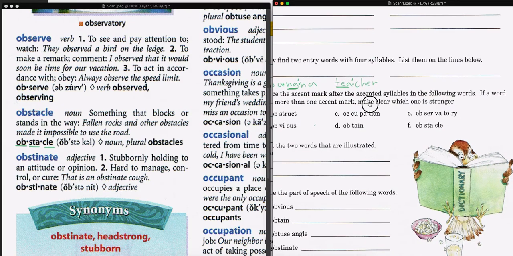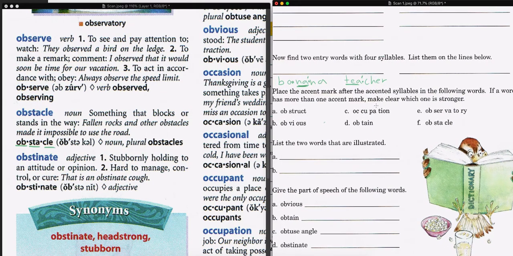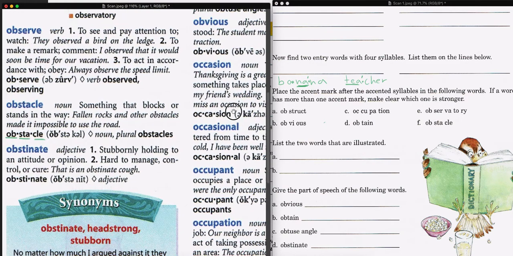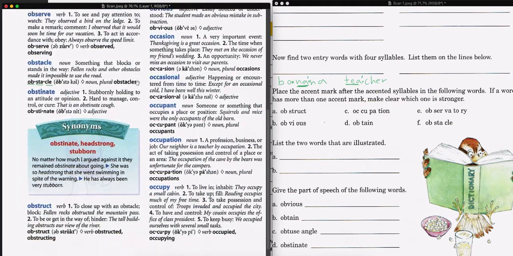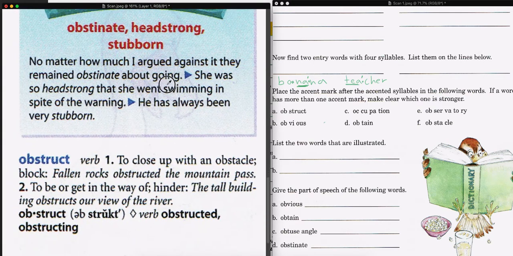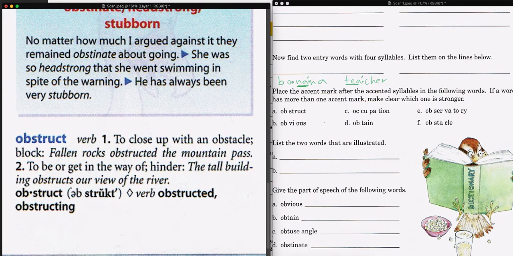All right, so they want us to place the accent mark after the accented syllables in the following words. If a word has more than 1 accent mark, make clear which one is stronger. So the word obstruct, look for the word obstruct in your dictionary page here. Where is it? Obstruct, right here. So here's obstruct. See how it's broken up into syllables here? Which one has the accent mark? Well, it's actually after the second syllable here. So you would just draw this little accent mark here after the second syllable.